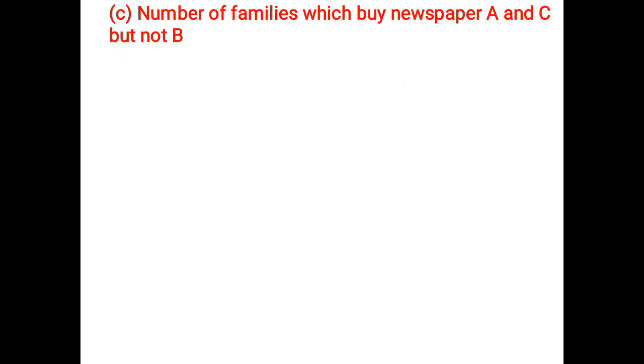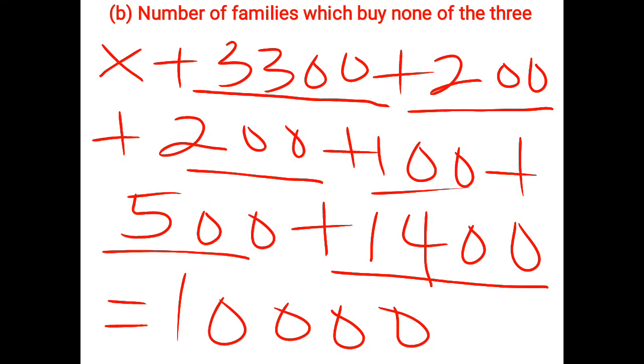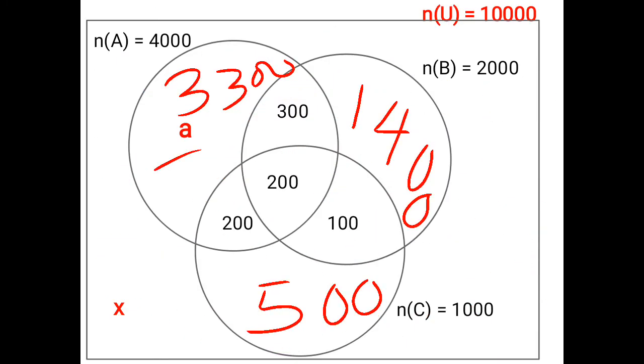Then we go to C. It says find the number of families which buy newspaper A and C, but not B. So let's go back to our Venn diagram. Newspaper A and C, but not B. So we take the B circle out. So the whole of this is the B circle, right?